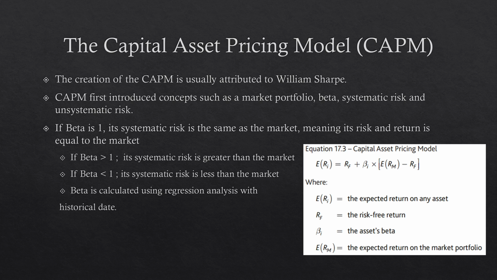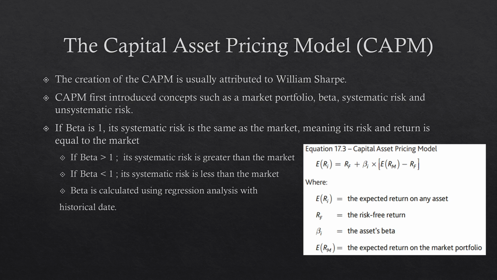Now looking at the capital asset pricing model, or CAPM, this is another formula that would be good to know for the exam. The creation of CAPM is usually attributed to William Sharpe. CAPM first introduced concepts such as a market portfolio, beta, systematic risk, and unsystematic risk. If beta is equal to 1, then its systematic risk is the same as the market, meaning its risk and return is equal to the market. If beta is greater than 1, its systematic risk is greater than the market. If it's less than 1, the systematic risk, or market risk, is less.